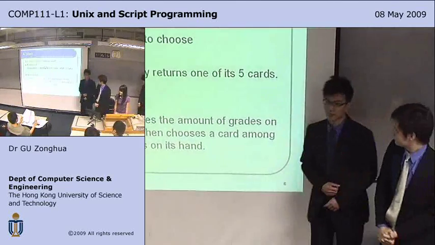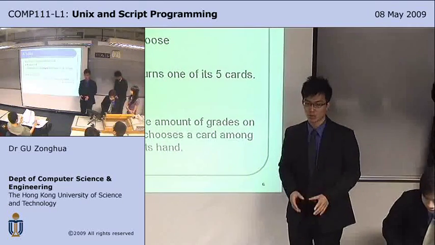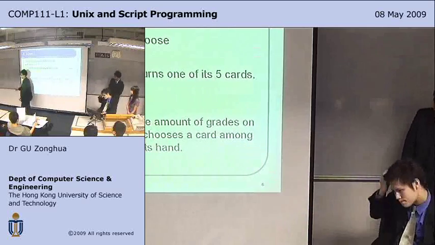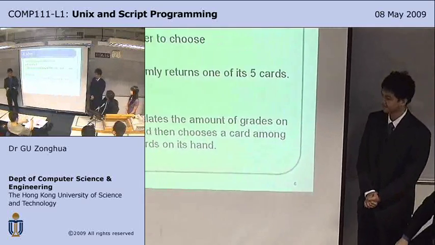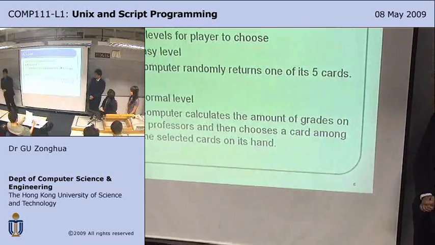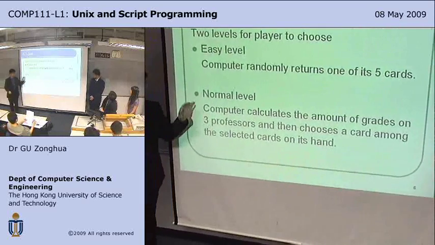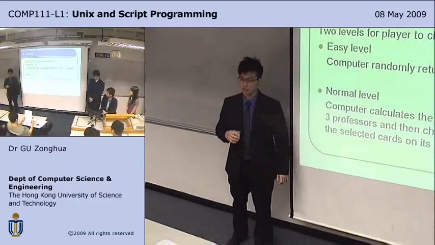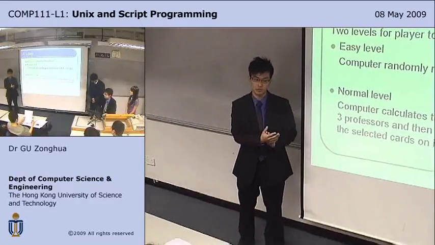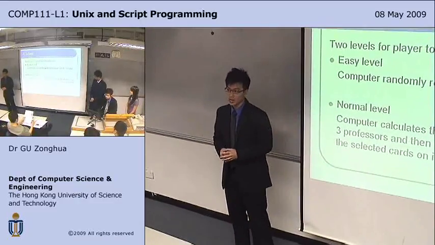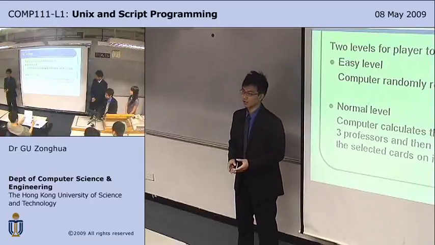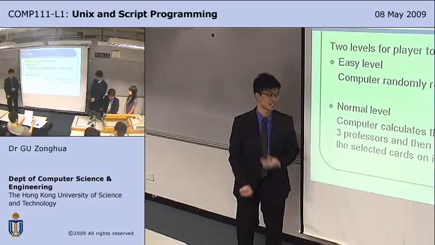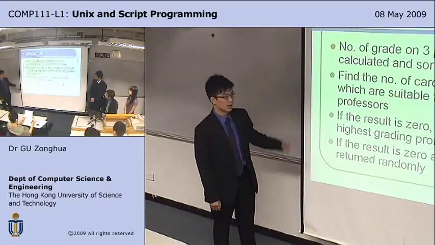As said before, we have easy and normal mode for our computer. Maybe it's called simple intelligence. For easy level, the computer will just randomly return one of its 5 cards. For normal level, the computer will calculate how many marks there are for each professor, and then check if the computer has those cards, and then return one of them randomly, so that you cannot guess whether the computer will choose killer or student. You will just enjoy playing it. This is our mechanism.